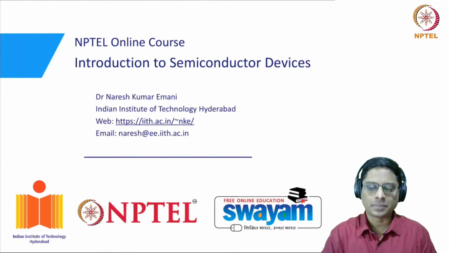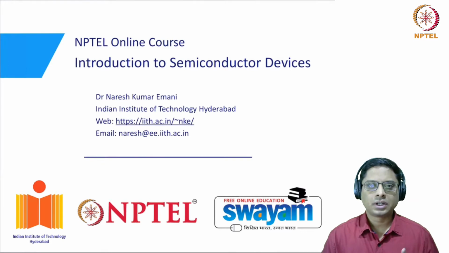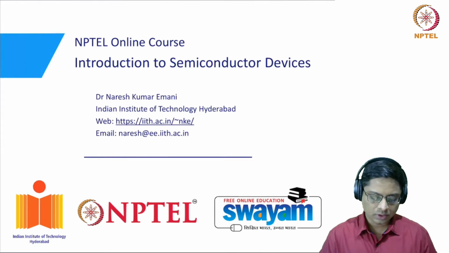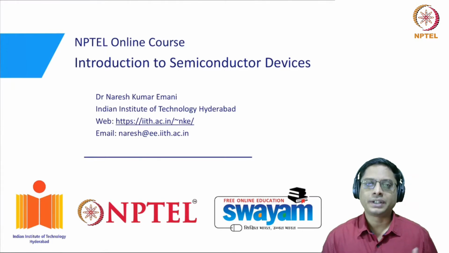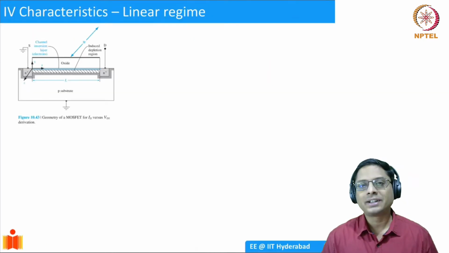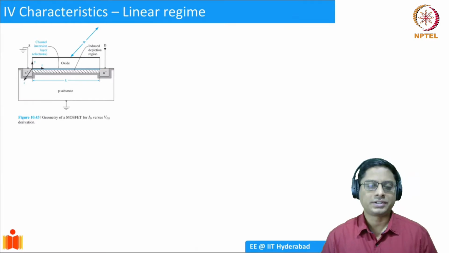Hello everyone, welcome back. In the previous video, we understood how a MOSFET operates. Qualitatively, we explained what is meant by subthreshold, and what is meant by the linear and saturation regimes. Today, our goal is to get a more quantitative understanding. To do that, we will start with deriving an expression for the current in a MOSFET in the linear regime.